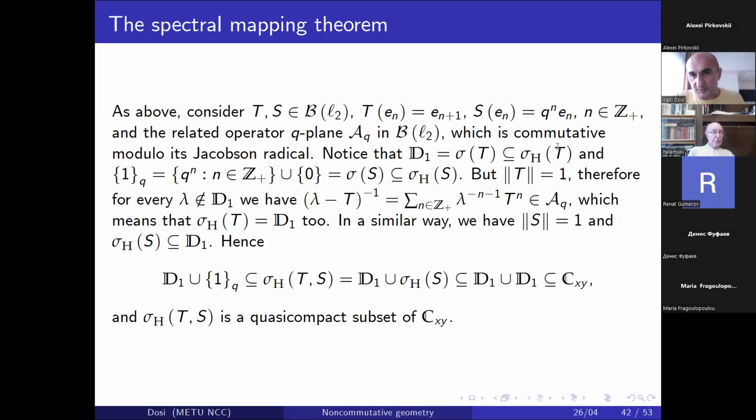Certainly, if you look at the Harte spectrum, I mean the spectrum inside of this algebra, it can be larger, right? It used to happen like that. For T it is the same, but for S it can be strictly larger. But anyway, for S it's also inside of the unit disk. Let's summarize. So the Harte joint spectrum of T, S is the union of the closed unit disk and some set which is inside of the unit disk. So this is my quasi-compact set. Certainly, it's a quasi-compact set.